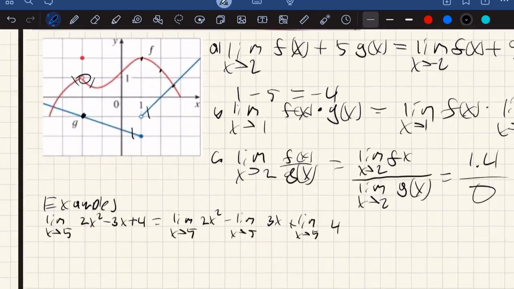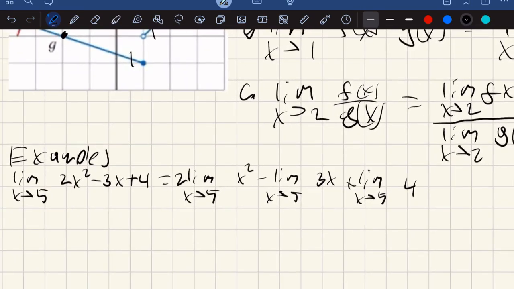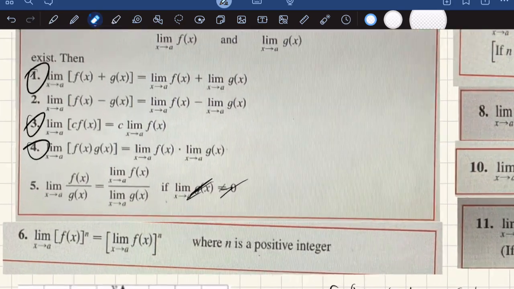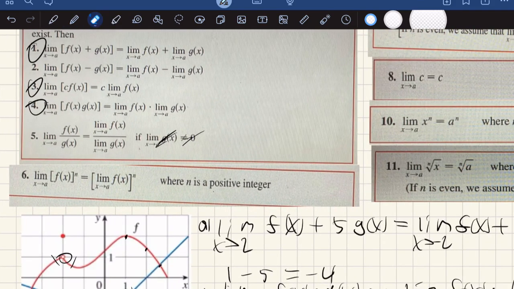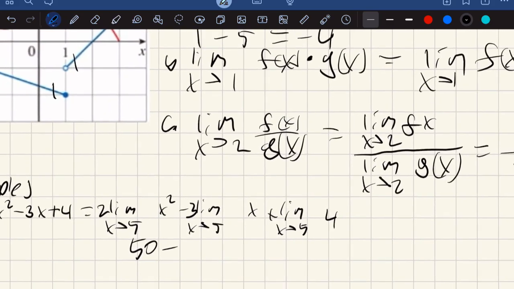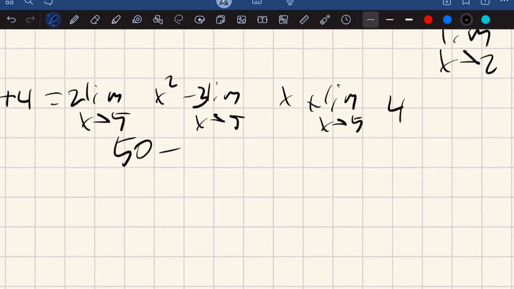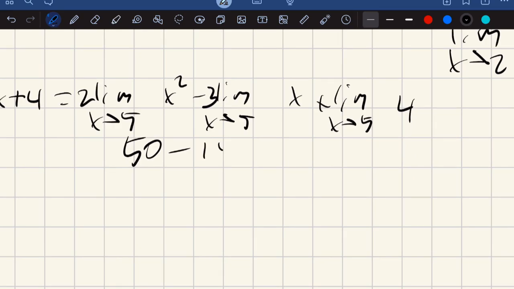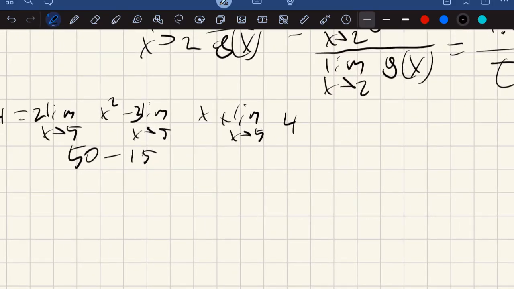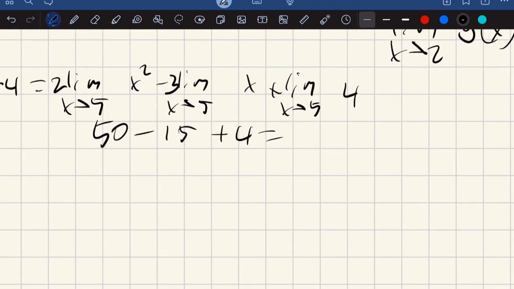We could also make this 2 times the limit as x approaches 5 of x squared, and 3 times the limit as x approaches 5 of x. And then using law number 6, for the x squared, if we just plug in 5, you get 25 times 2, that's 50. And then using law number 9, you get 5 times 3 is 15. And using law number 8, you just get 4. Which means you get 39.